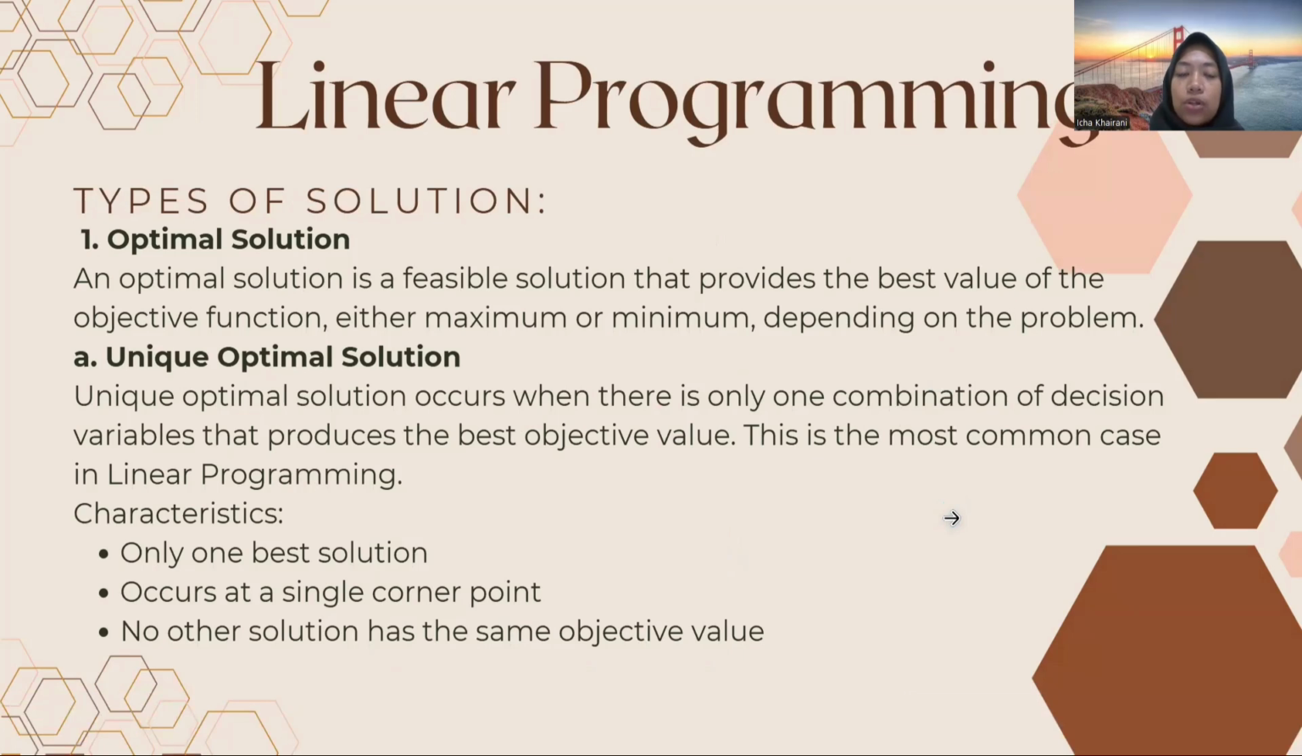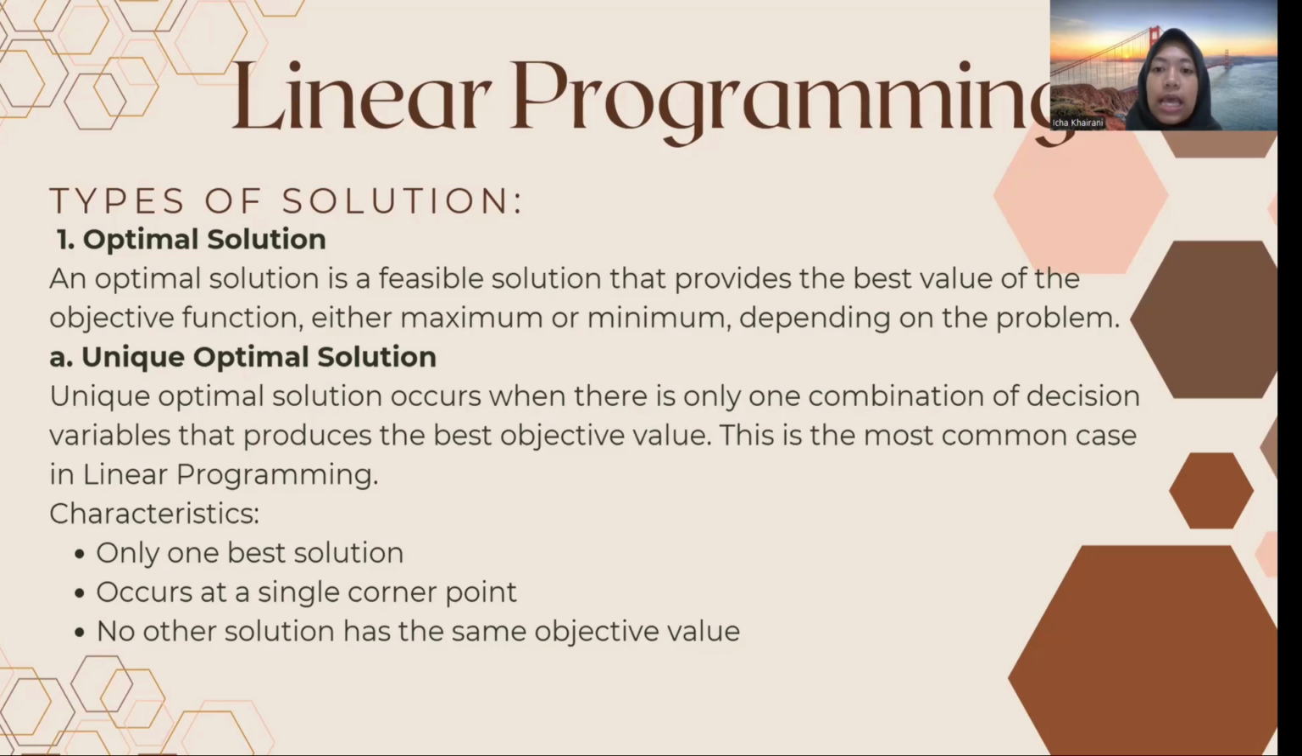Next, the types of solutions. First, the optimal solutions. An optimal solution is a feasible solution that provides the best value of the objective function, either maximum or minimum, depending on the problem. The optimal solution is divided into two types. The first is the unique optimal solution. A unique optimal solution occurs when there is only one combination of decision variables that produces the best objective value. This is the most common case in linear programming.